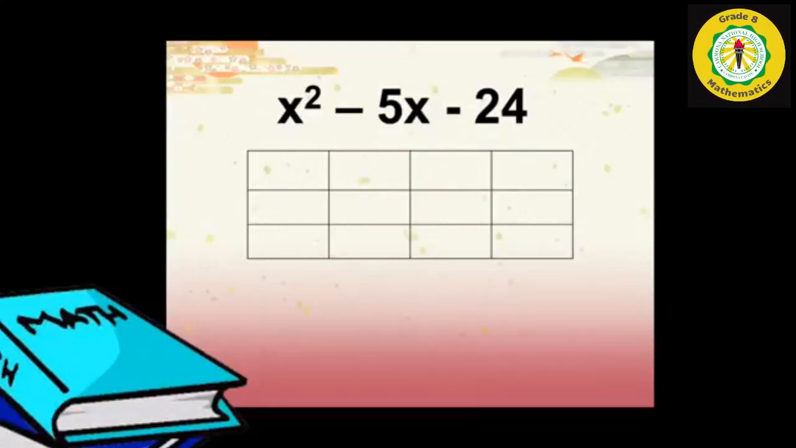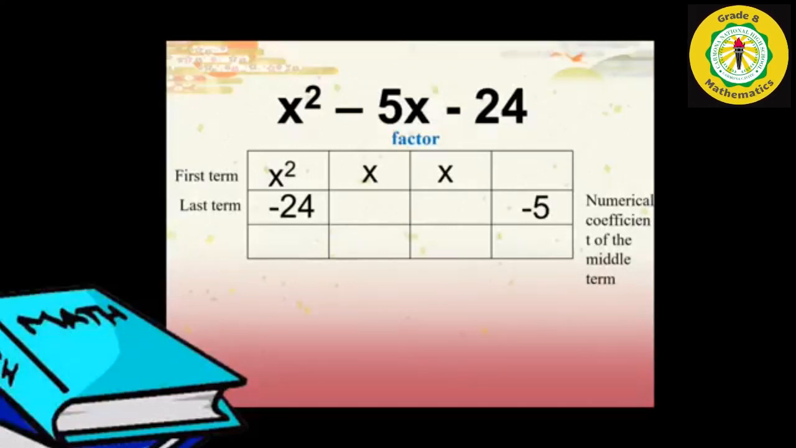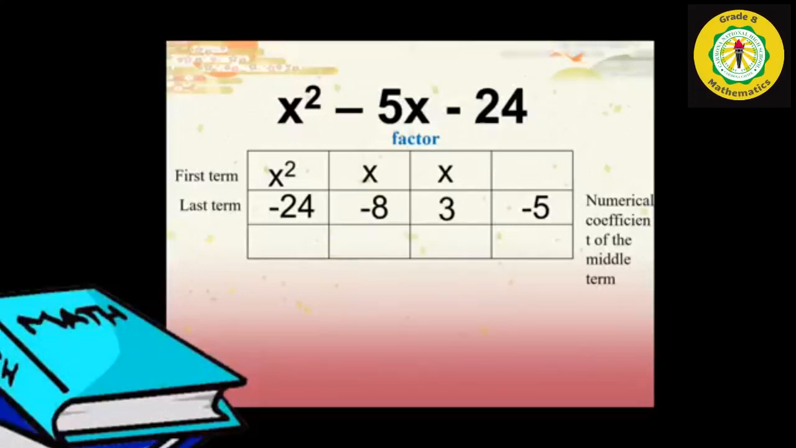Our next example is x squared minus 5x minus 24. First, we need to factor our first term, which is x squared. So we have x and x. And then we need to factor our last term, but we need to consider the numerical coefficient of the middle term. So the pair is negative 8 and 3. If we add the two factors, we will come up with the numerical coefficient of the middle term, which is negative 5.